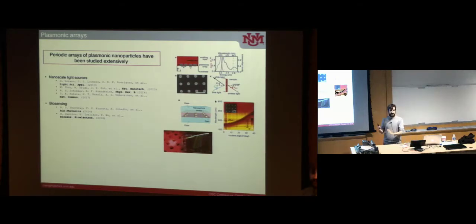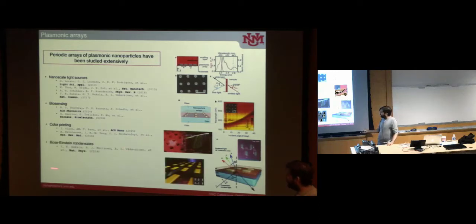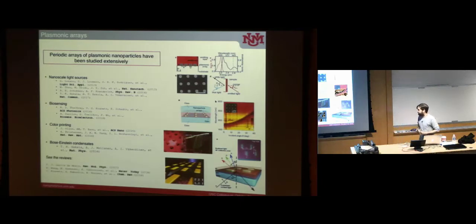It's going to shift the response, and therefore you can use it for sensing. You can also use it for producing colors. If you want to produce a color, you want to have a very narrow resonance, right? You want to have a very pure color, right? That looks vivid and strong. And also, it has been used, for example, to look at bosons and condensates and other types of interesting physics.